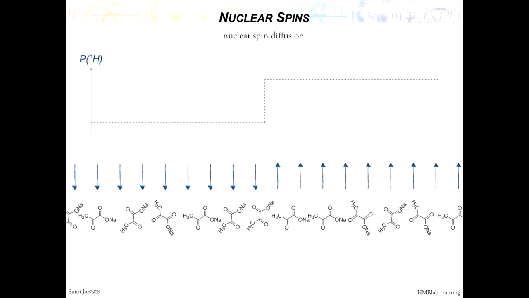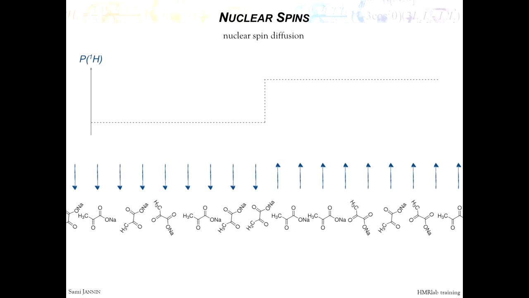So now imagine you have a line of nuclear spins, and by a magic trick, you manage to have some of the spins up and some of the spins down along this line. You do that instantaneously, and then you wait and see.